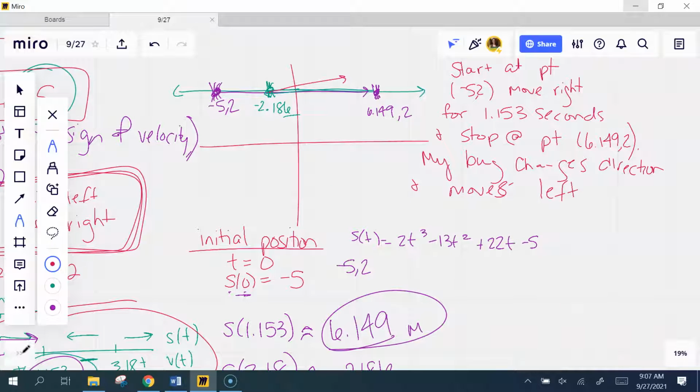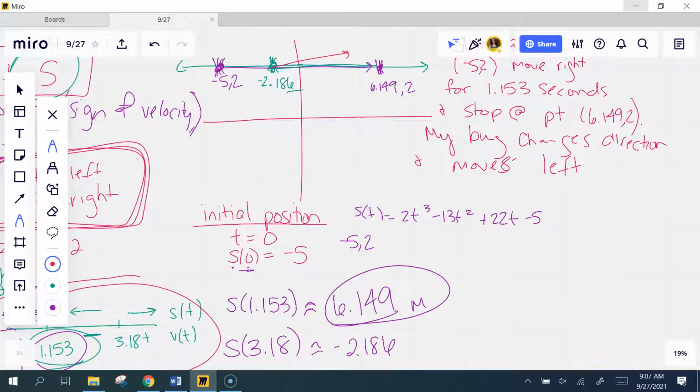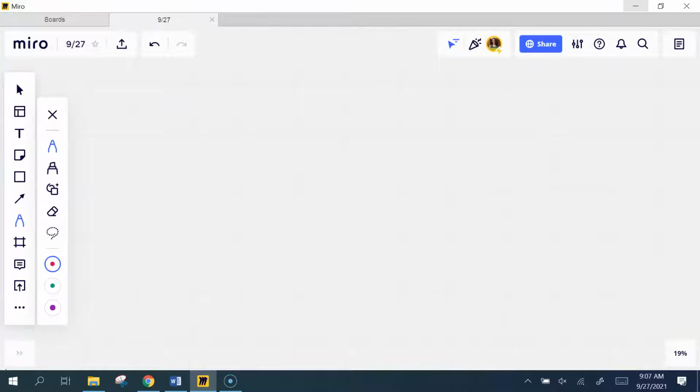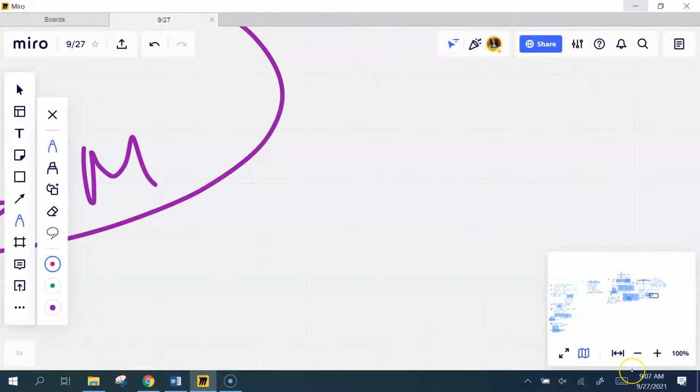They'll probably define something. It'll probably be like a car moves at a constant speed or something like that. It's very rarely just a particle. They usually try to make it applicable as something. All right. My bug changes direction and moves left until. Whoa, Nelly. No, I just messed up my thing.